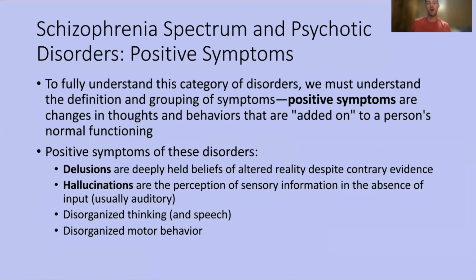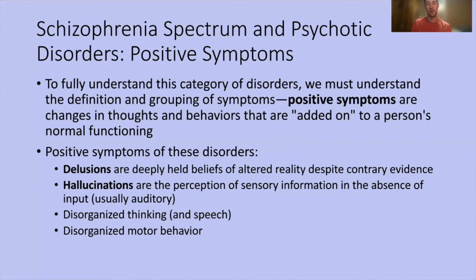Positive symptoms are changes in thoughts and behaviors that are added on to a person's normal functioning. That will become a little bit more clear when we discuss the actual symptoms. Some positive symptoms are delusions, which are deeply held beliefs of altered reality despite contrary evidence. For example, a person with schizophrenia may be walking down the street and they pass someone that doesn't look at them, doesn't make eye contact with them, doesn't say anything. They could even be on a cell phone in a different conversation. And that person with schizophrenia is going to believe that, I don't know, maybe that person was flirting with them or something like that. So delusions are just these altered beliefs that really have no root in reality.